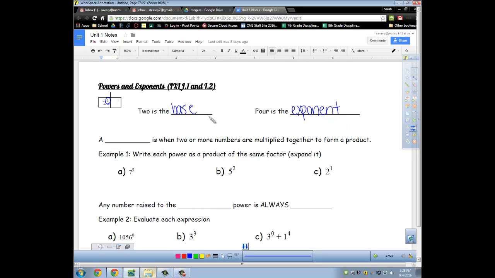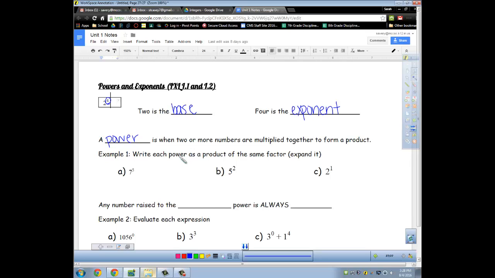So the base is the number that gets multiplied repeatedly. The exponent is telling you how many times it gets multiplied. We have a blank here to fill out. A power is when two or more numbers are multiplied together to form a product. So really it's just a problem that involves exponents.